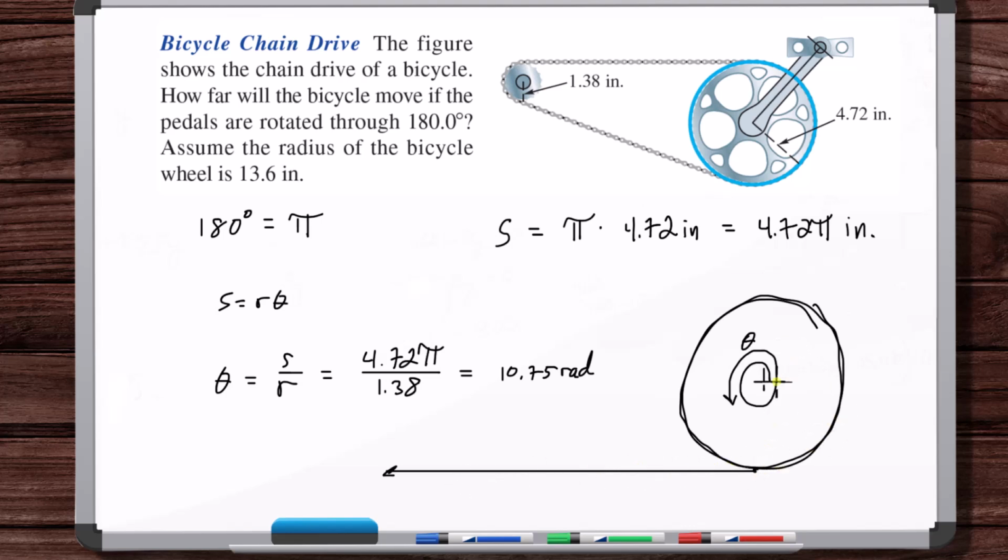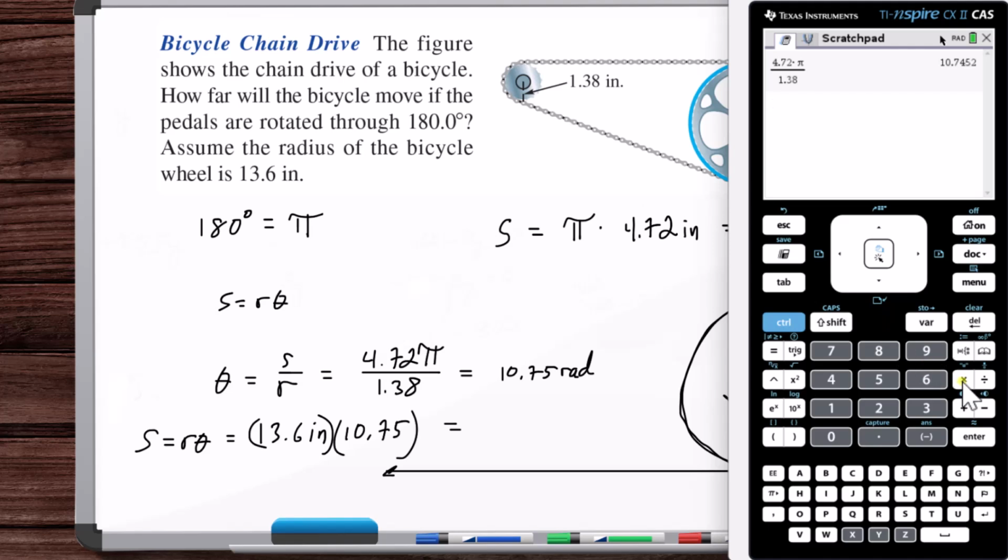So what does this theta translate to as far as arc length of the wheel? The wheel is 13.6 inches in radius, so r theta, 13.6 inches. Theta is dimensionless. So 10.75 times 13.6, so 146 inches. You can convert that to feet, a little more intuitive, about 12 feet.